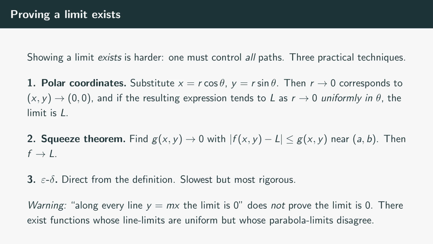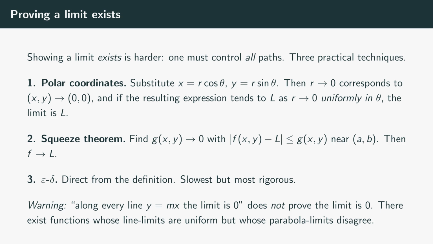Second, the squeeze theorem. The same idea as in one variable. Trap the absolute value of f of x y minus L between 0 and some function g of x y that you already know goes to 0. Then f has no choice but to converge to L. Third, and most fundamental, epsilon delta. Start from the definition and produce, given any epsilon, an explicit delta that works. This is the slowest method, but sometimes the only one that fits a hard case.